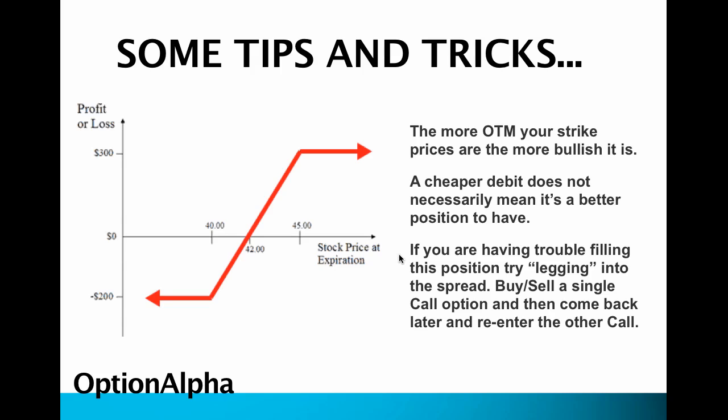Now, if you're having trouble filling these positions, try legging into the spread. I know a lot of people who try to fill these positions, and it's really tough because you do have to enter both sides of the spread exactly at the same time in the market. So why not try to buy or sell just one single leg of the option spread, and then come back in later and re-enter the other one? So for example, you would buy the 40 strike call first, let that order get executed, and then come back in later and resell the 45 strike call. Again, completing your spread at the end of the day, but it's a lot better way to get into the market at better prices, and legging in is always a good option if you can't get fills.